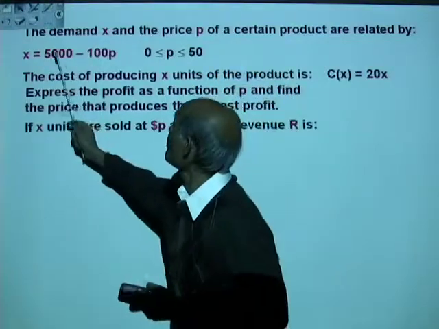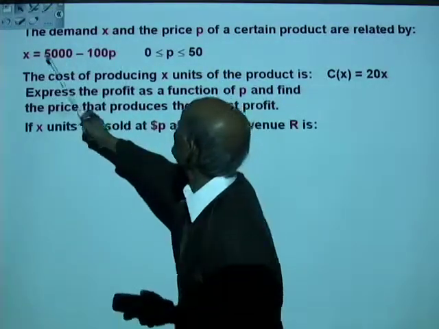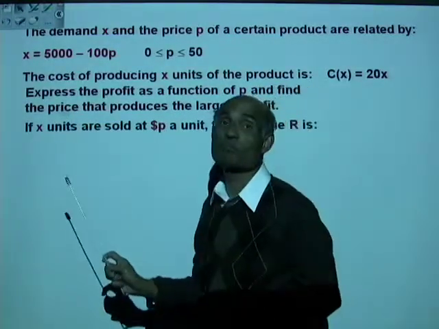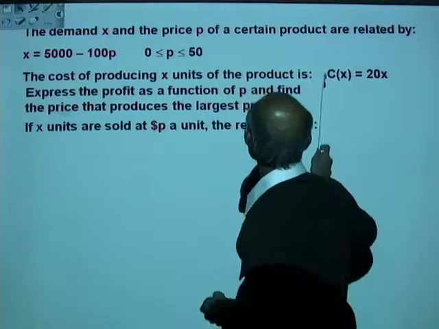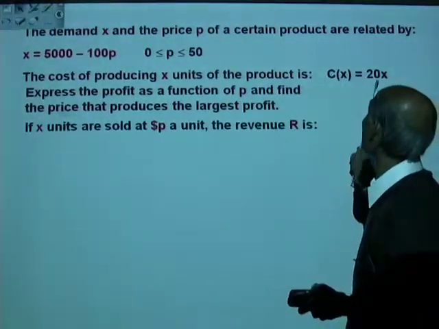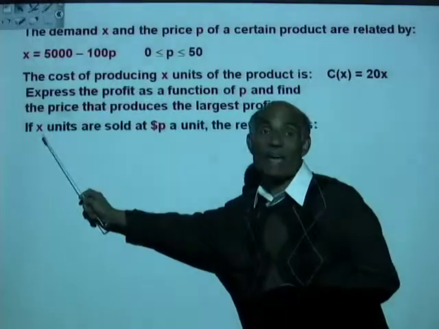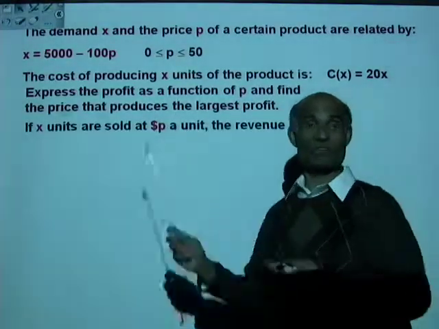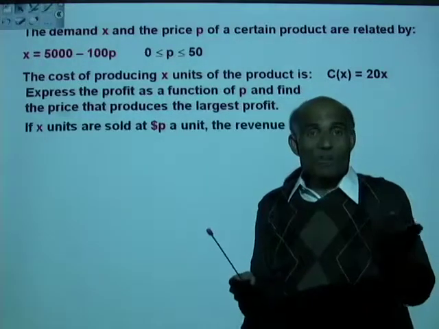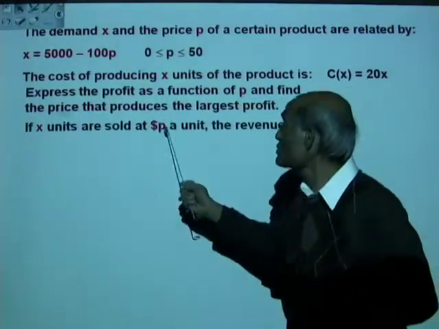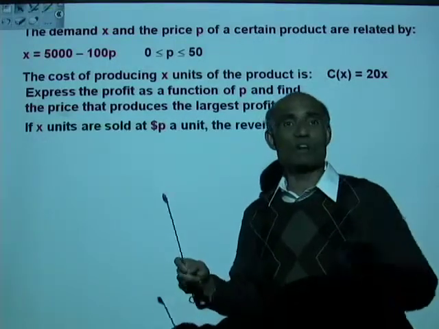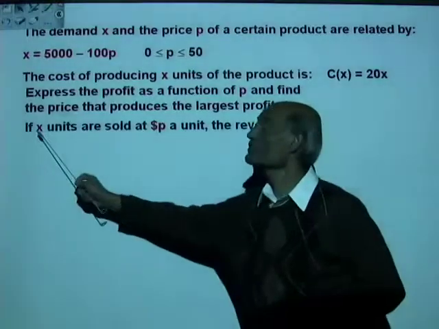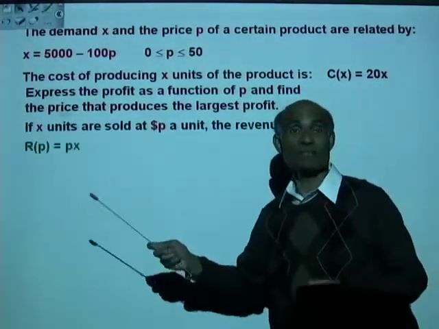Well, here we've got the demand x is 5,000 minus 100p. And we have cost equal to 20x. So, if x units are sold at p dollars a unit, that is what is given to us. X units, x number of items are sold, and each item is priced at p dollars. What is the revenue then? The revenue R is x times p. Is that right? Yes.